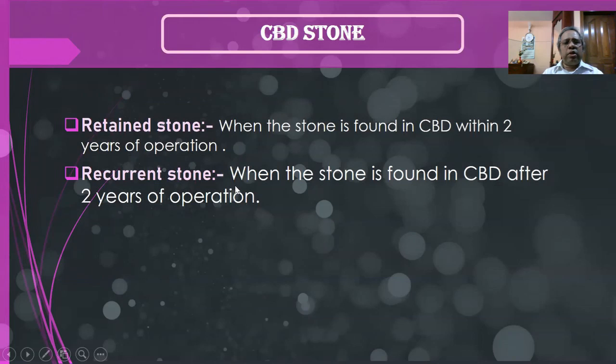But recurrent stone means you clear the stones from the CBD, you confirm it with the choledochoscope, then after surgery, whenever a stone forms again, it is called secondary recurrent stones. That means it usually happens after 2 years of operation. Within 2 years is retained stones, and after 2 years is recurrent stone. But recurrent stones may develop too early, maybe.